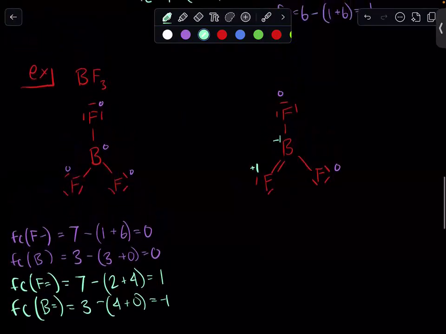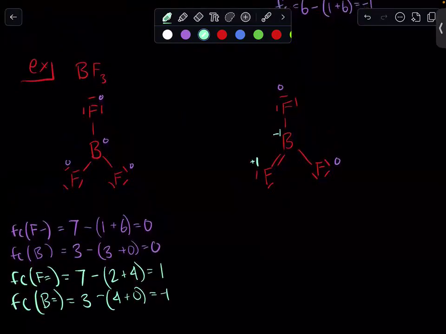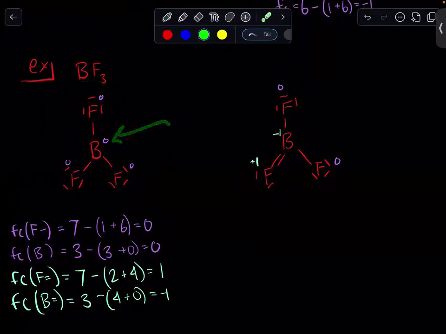So now we can understand why some atoms actually do not have a complete octet. Boron trifluoride is more stable having 6 electrons than having 8, according to formal charge. This is why we draw the structure this way.